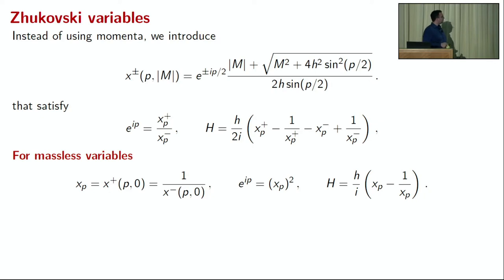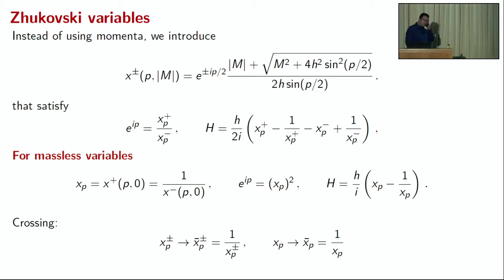And then you have to define what crossing is, and it's exactly the same thing as always. Crossing sends x plus to 1 over x plus, and x minus to 1 over x minus, and therefore also x to 1 over x. And by doing that, you can see easily that you flip the sign of the momentum and the sign of the energy, as it should be.